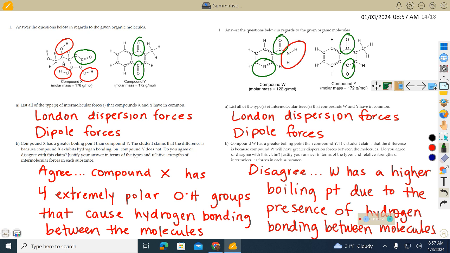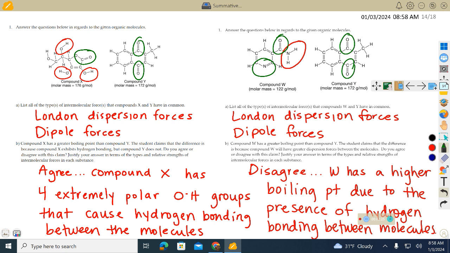On the left-hand side, it says compound X has a higher boiling point than compound Y. Cool. The student claims that the difference is because compound X exhibits hydrogen bonding and Y does not. Do you agree or disagree with the claim? So sometimes I think we have to read this one carefully. We're going to say, yes, we agree with the claim. That's what they wanted us to describe.